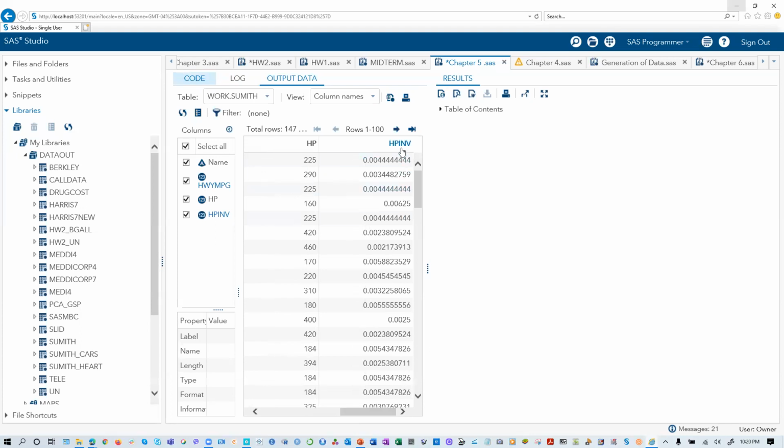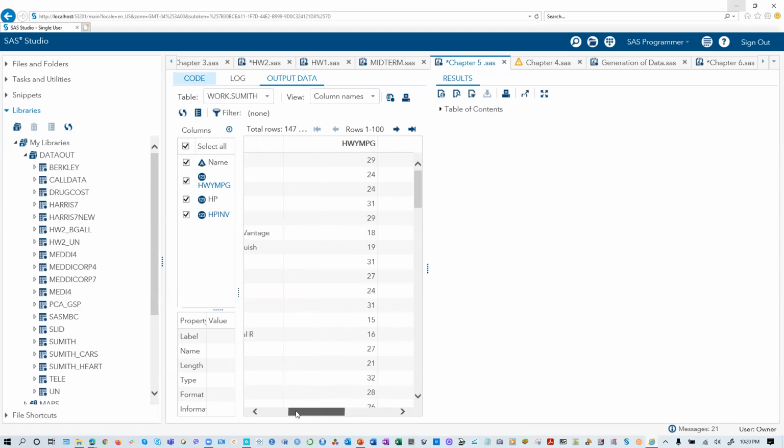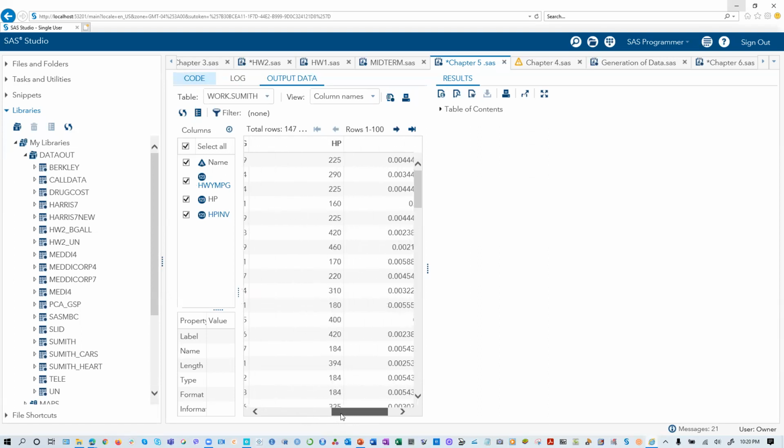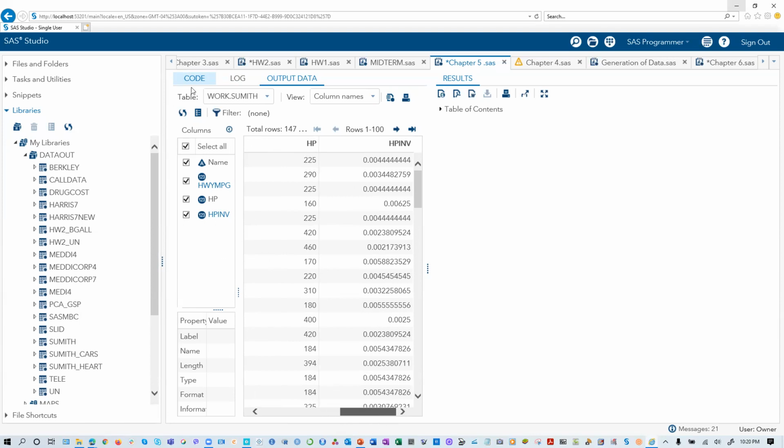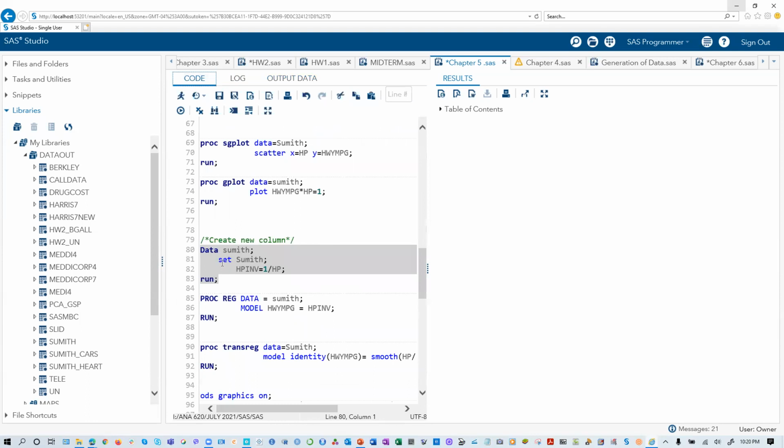It's already created another column. Earlier we had only two columns, highway MPG and HP. Now you have HP inverse. It's been put back into the same data set, Sumit again. And that one I'm going to use with the model. Run regression with that one.